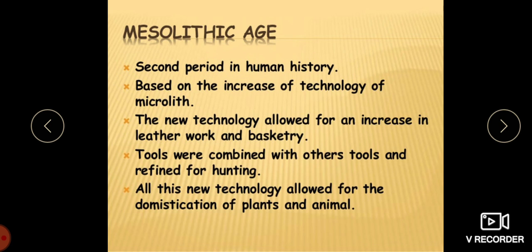The new technology allowed for an increase in leather work and basketry. Tools were combined with other tools and refined for hunting. All this new technology allowed for the domestication of plants and animals. They also found a way to stop their hunger by settling down in one place, hunting and rearing the offspring that were found during the hunting. So these animals were secured as a source of food for them.